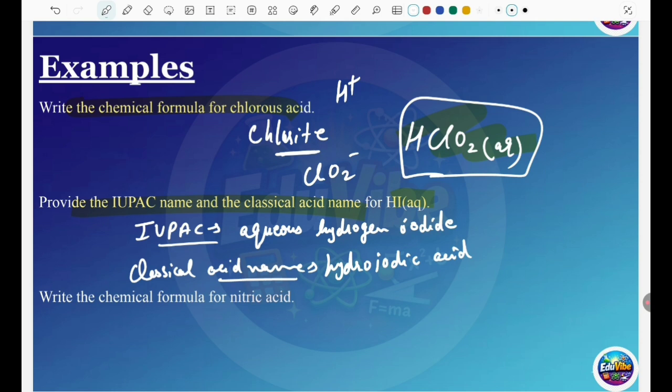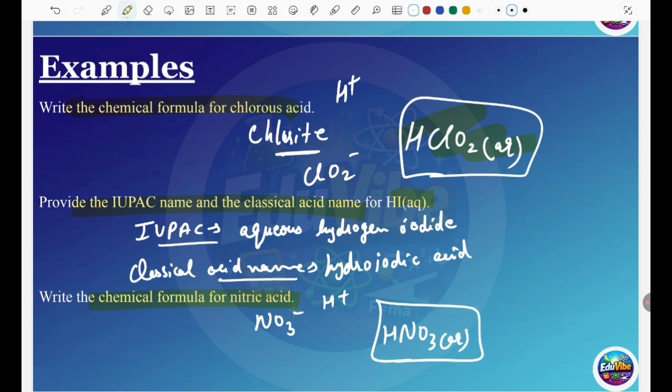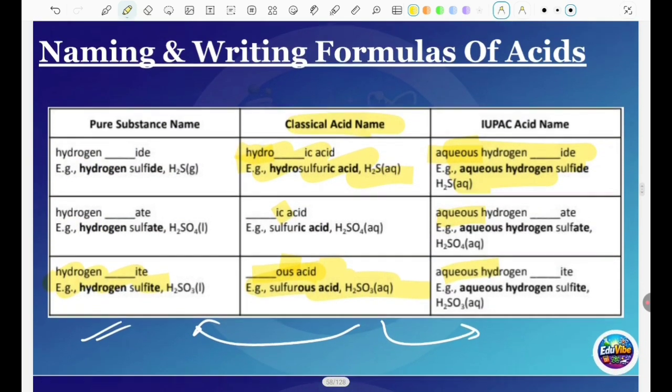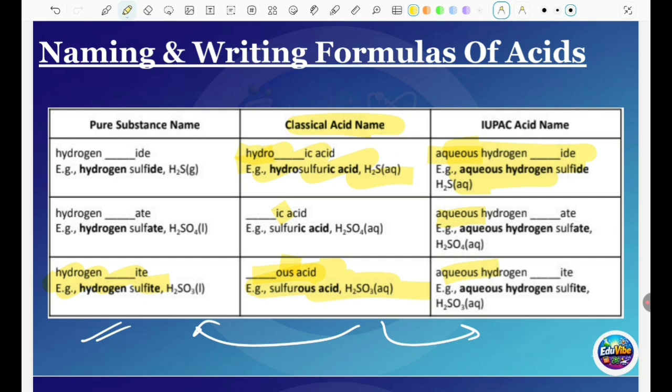And last, the chemical formula for nitric acid. Nitric acid is NO3 negative, and H plus has to be there because it is an acid, so we get HNO3, which is a strong acid too. That's how the naming of acids works, and you have to memorize this table for naming and writing acids. Very important table, and you get one or two questions for sure in the examination.